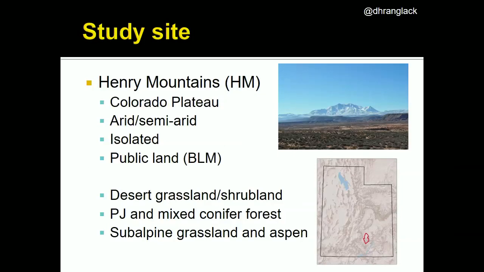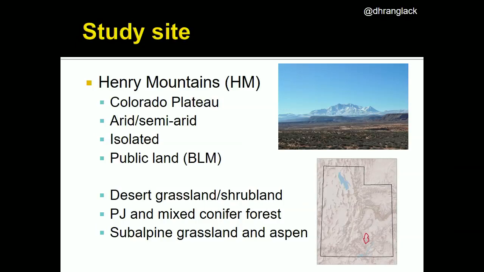To examine this, I worked in the Henry Mountains. This is located in southern Utah, here designated in red. This is about 125,000 hectares. That's area that's actually used by the bison. As a point of reference, Salt Lake City is right here, so it's about a 5-hour drive down to this area. It's an extremely isolated, remote mountain range.